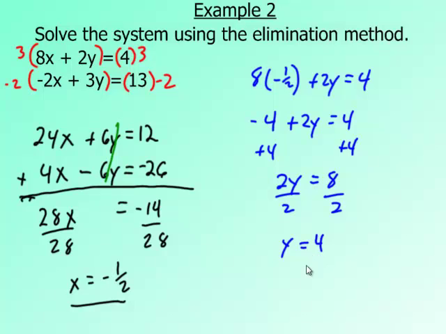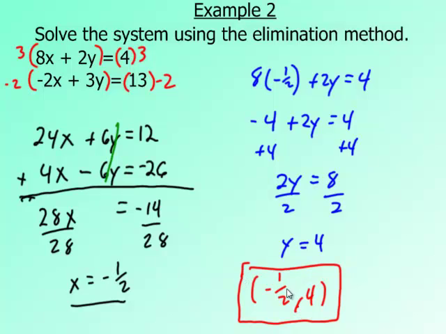And 8 divided by 2 is 4. So y is equal to 4. We put it together. These two lines intersect at negative 1/2 and 4. Thus, that is our solution to the entire system. This means that this is the only point that's on both lines.